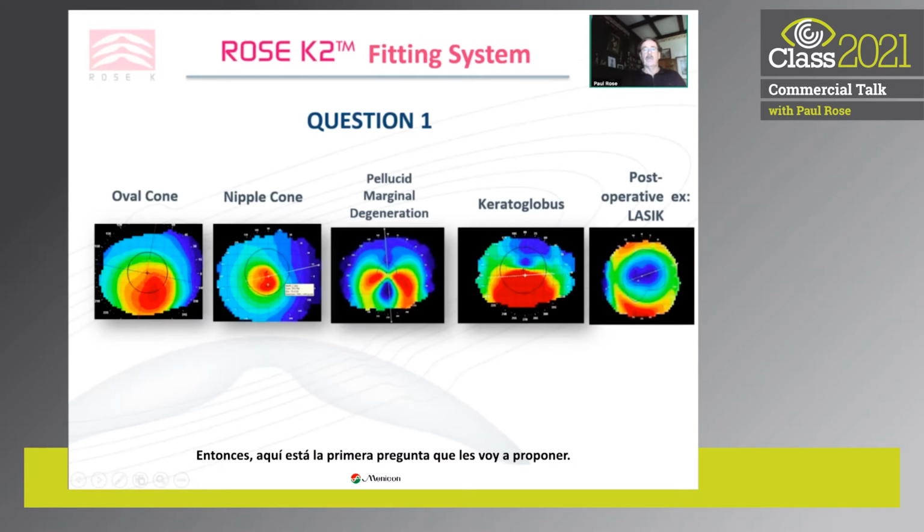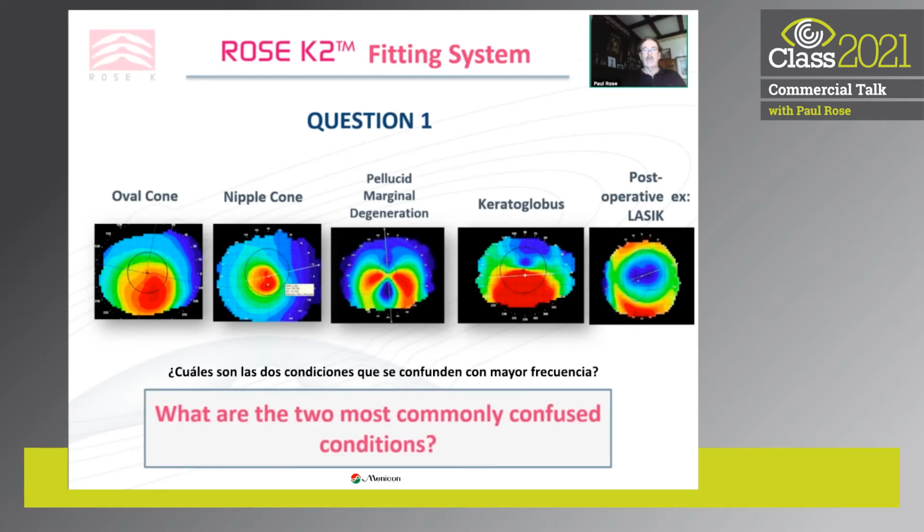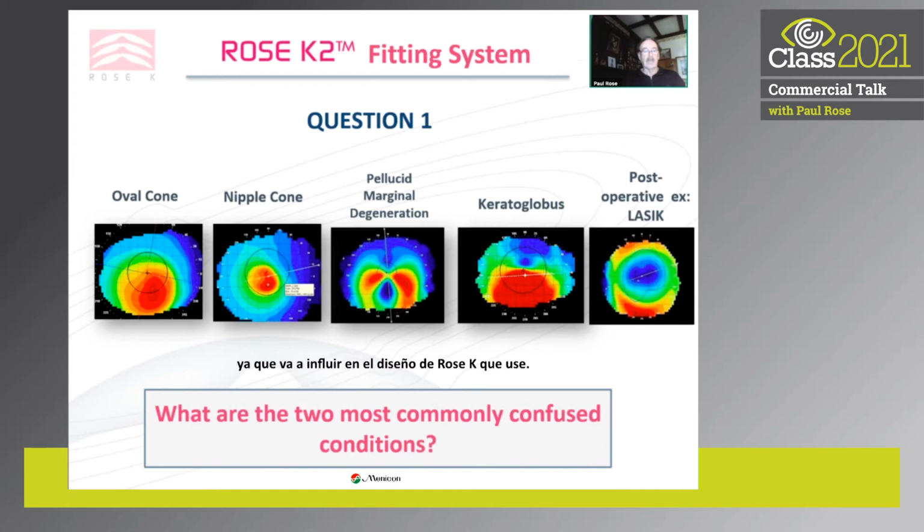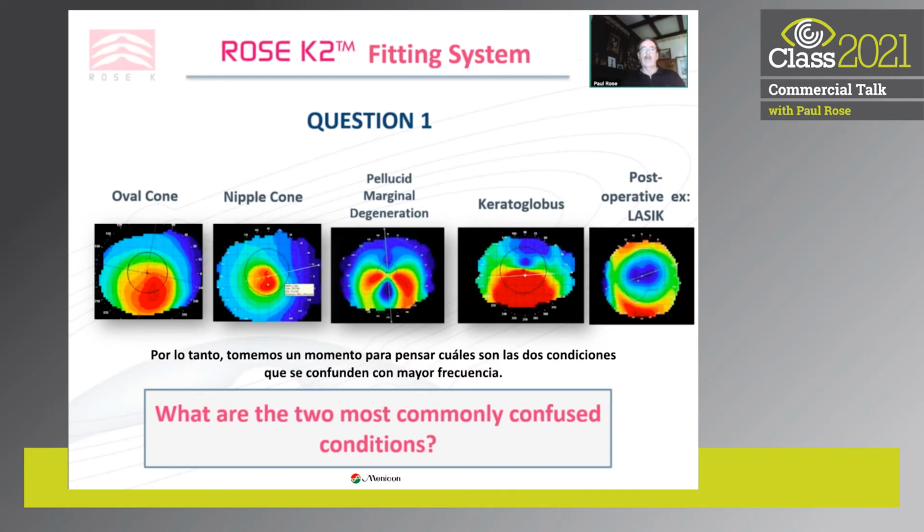So here's the first question I'm going to pose to you. What are the two most commonly confused conditions? As I travel around the world, I often get presented with a map and they'll state what particular condition this is. I look at the map and say, that's not that condition. And it's very important to understand the condition you're fitting, as it's going to influence the Rose K design that you use. So I'll just give you a moment to think about that. What are the two most commonly confused conditions?